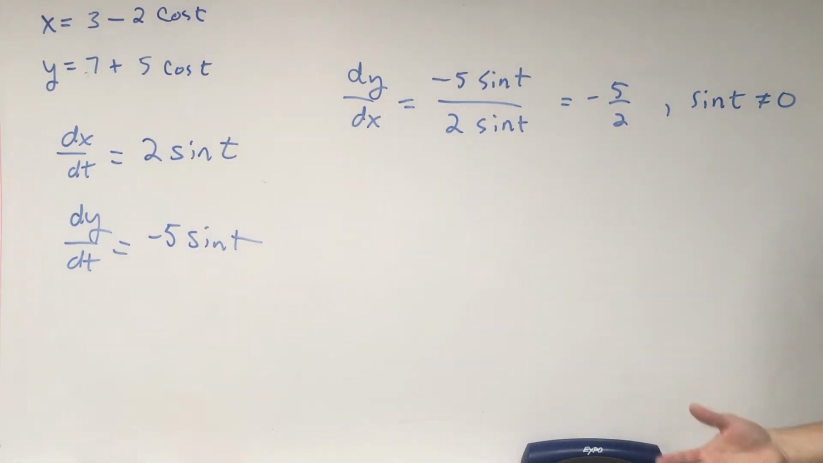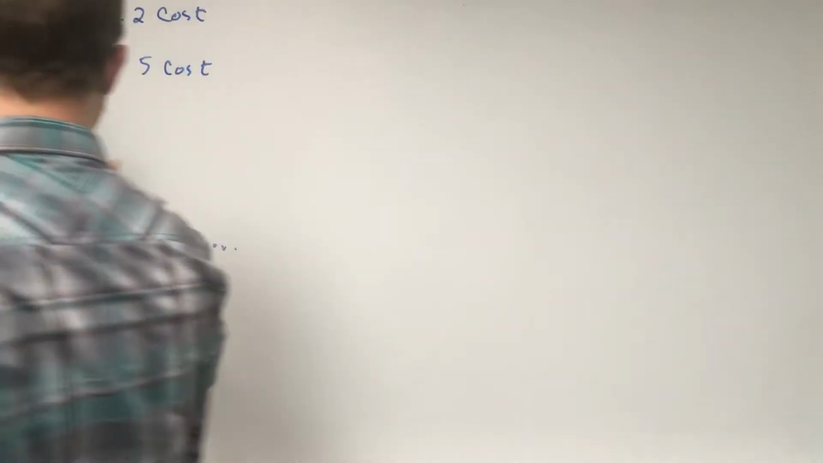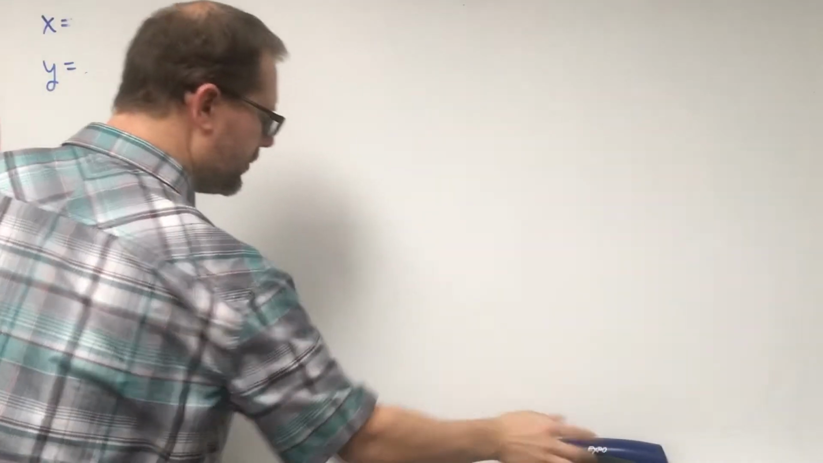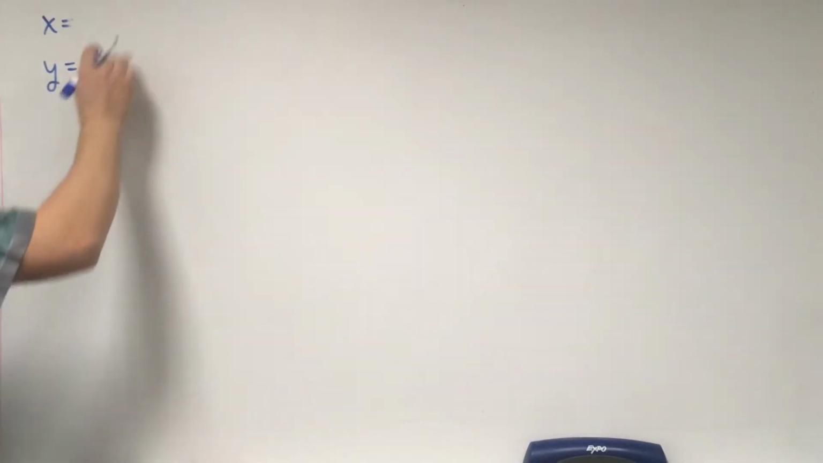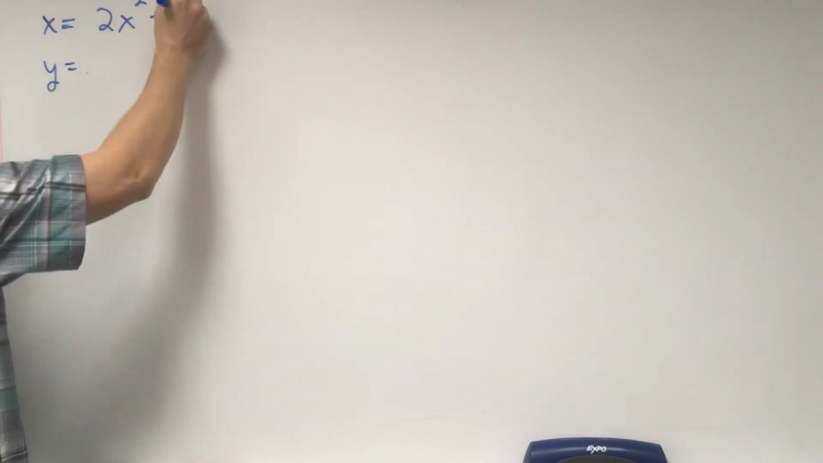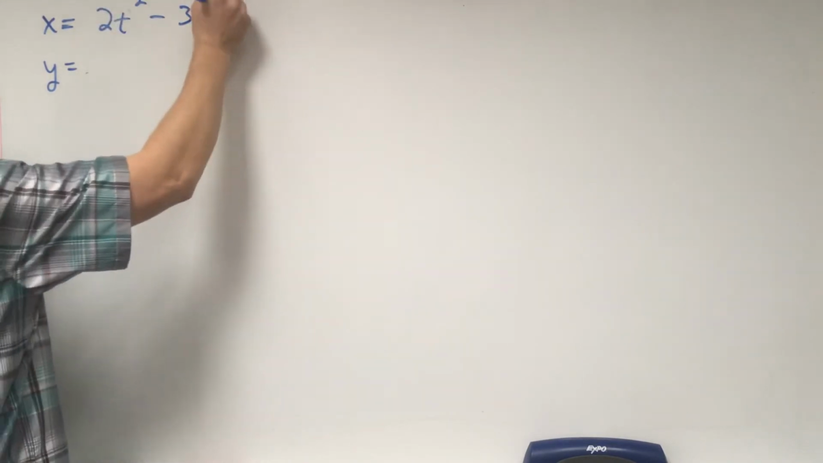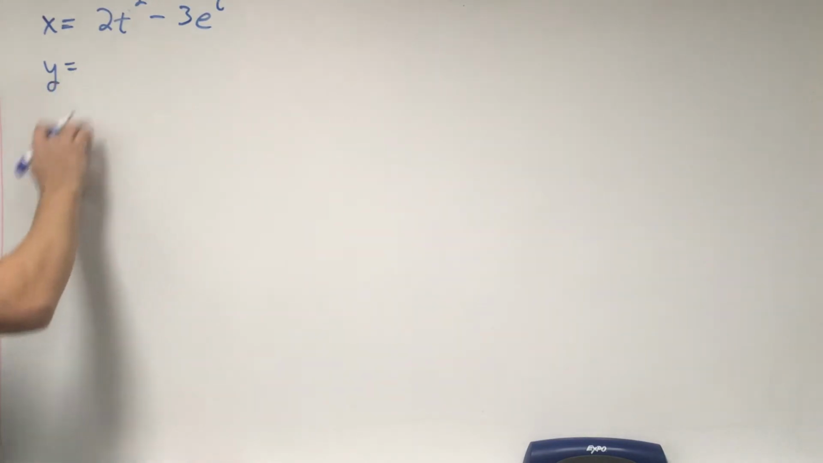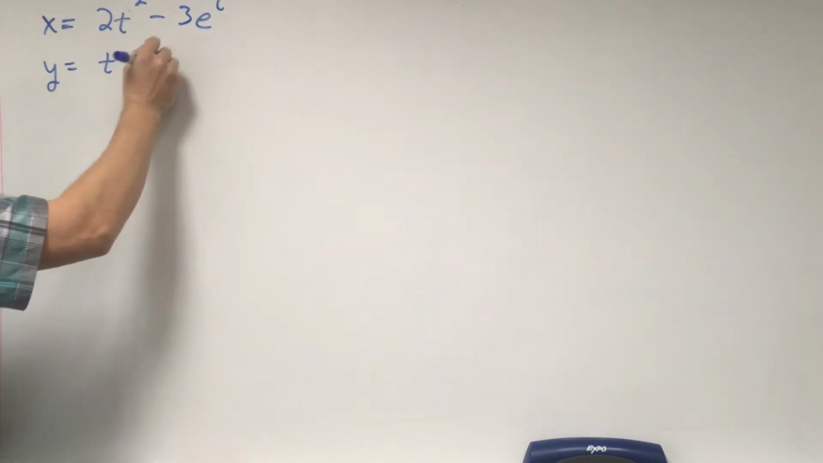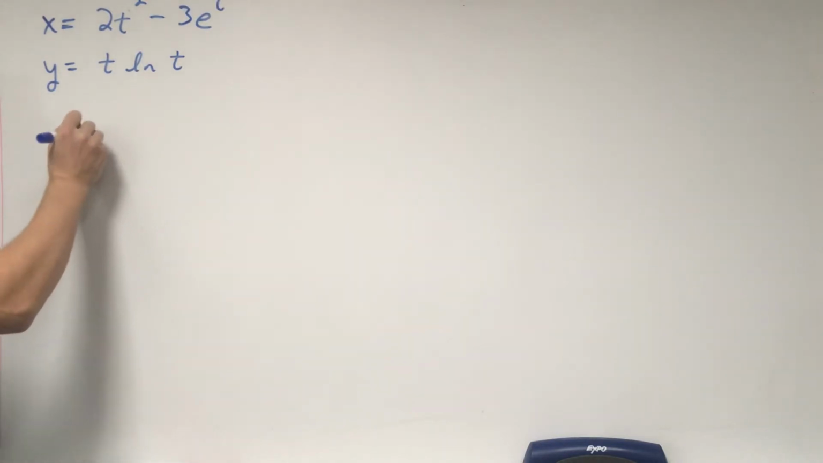So let's put a more or less random pair of equations up on the board. Let's say that x is equal to 2t squared minus 3e to the t. And then y is going to equal t natural log of t. And so I have no clue what the graph of this looks like, but I want to find a formula for dy/dx.